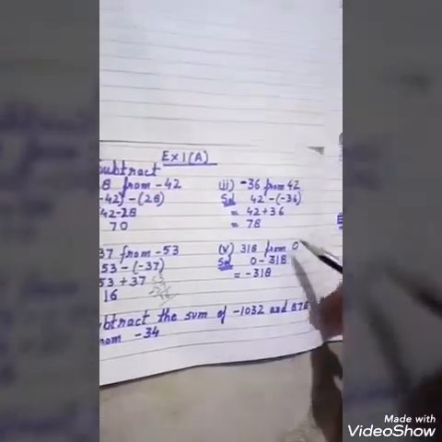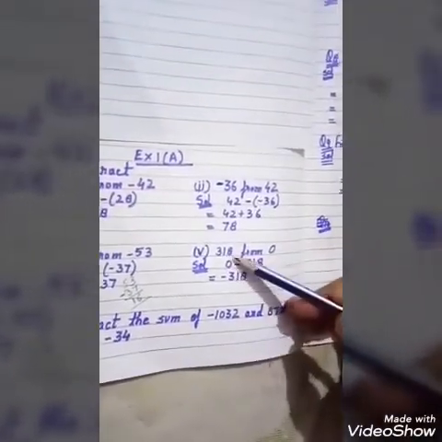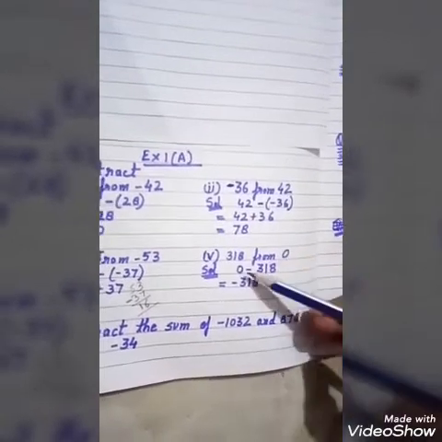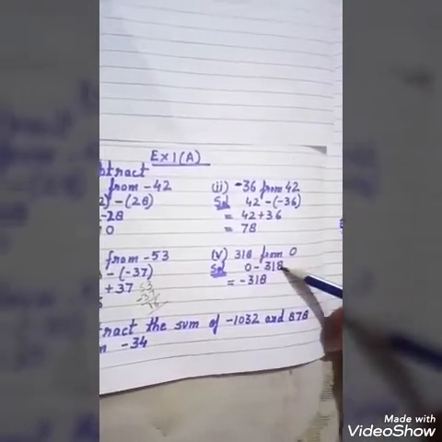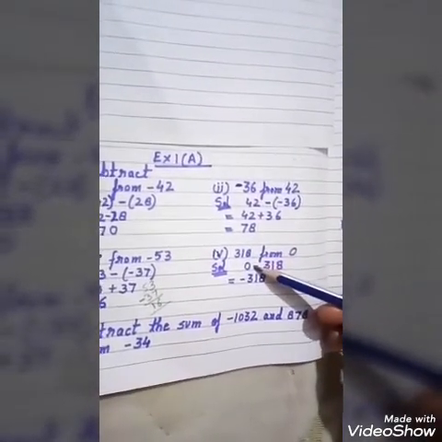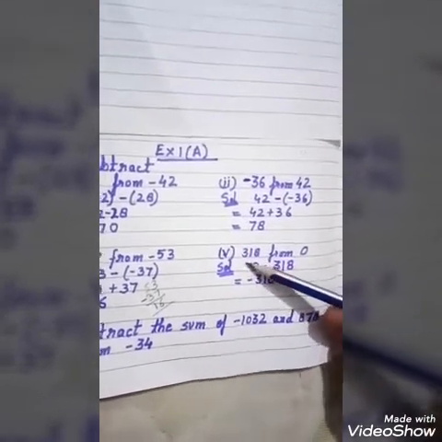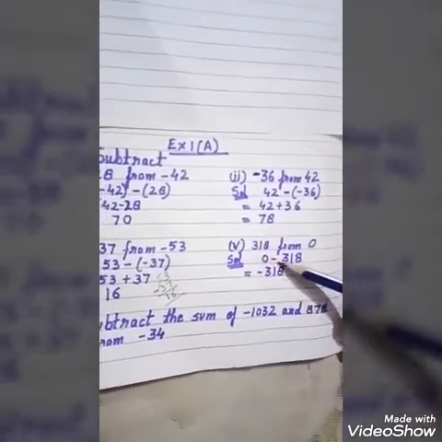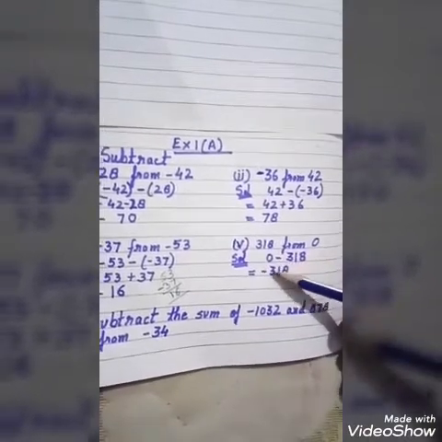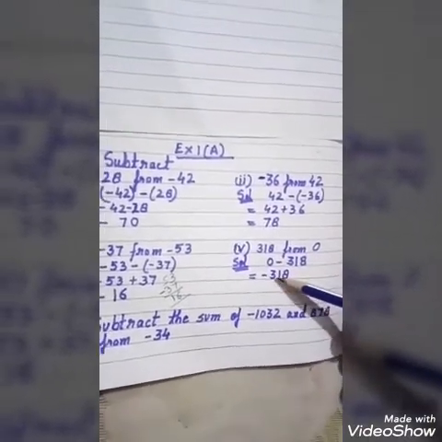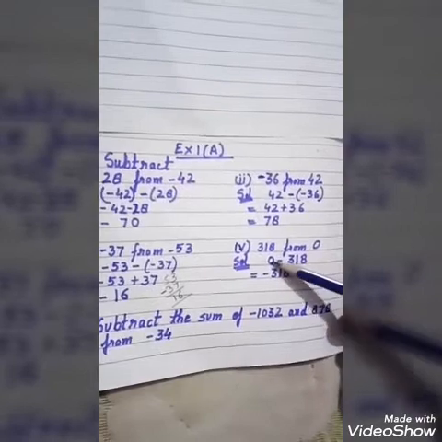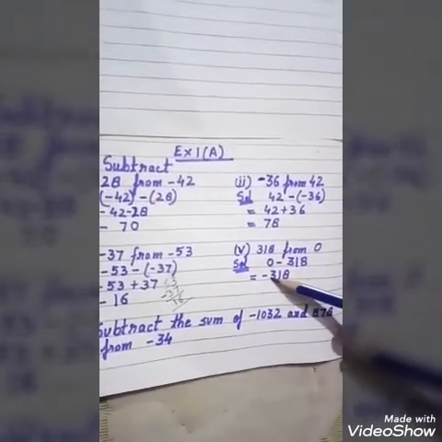Now come to question number 5. See here, 318 from 0. So the 0 will come first, the other number second, and a minus sign since we are subtracting. 0 minus 318 will be minus 318, because 318 is bigger than 0, so the sign is negative.